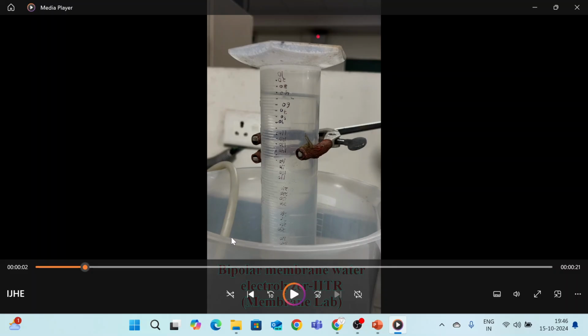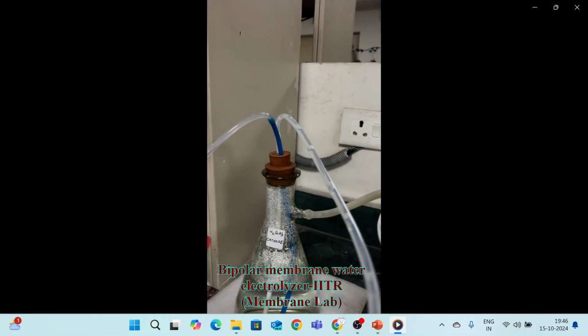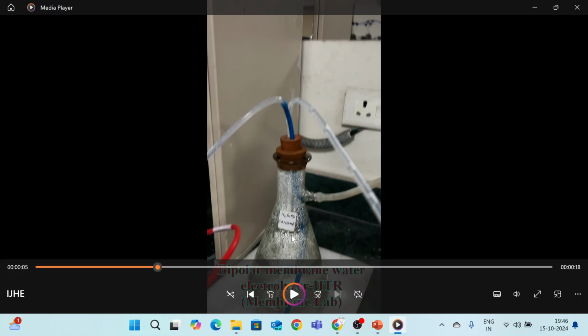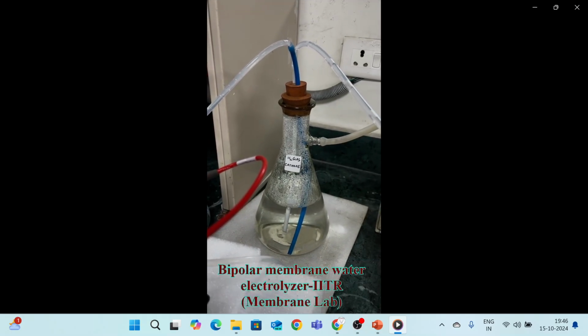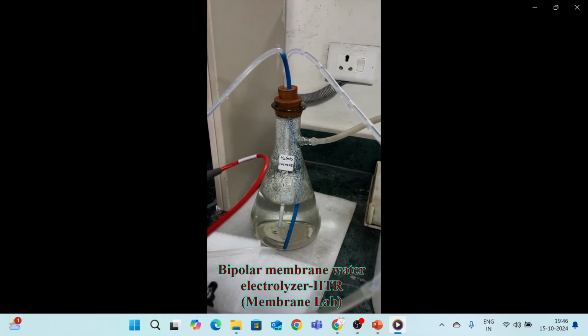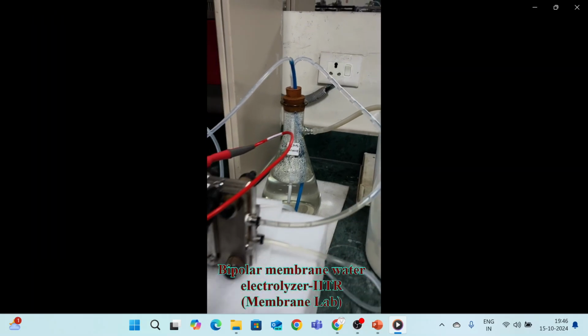This water filled inverted cylinder is dipped into another beaker filled with water. Is it clear? And this is how I am measuring the hydrogen production. Yes, okay, clear. Next, this is the oxygen and this is the hydrogen. This is how I have fitted it, and this is where the hydrogen gas is coming. After this, I checked the hydrogen gas purity in the lab by gas chromatography, GC.